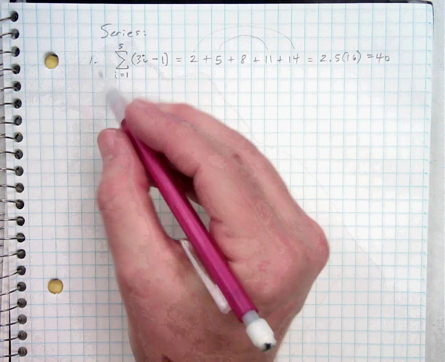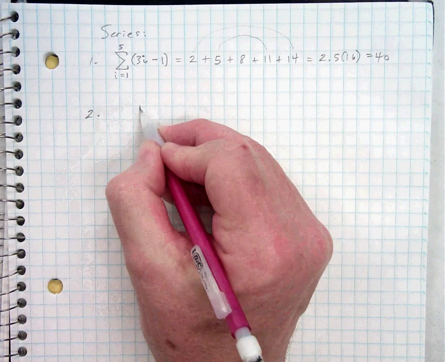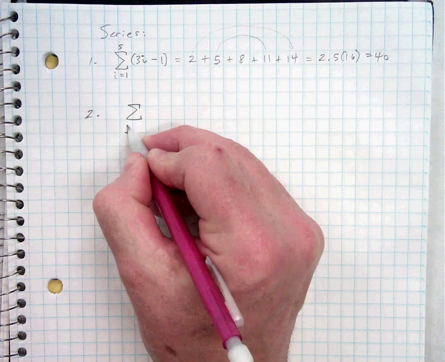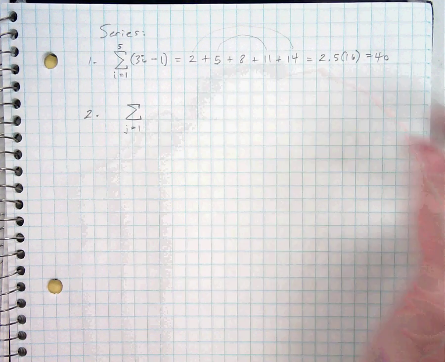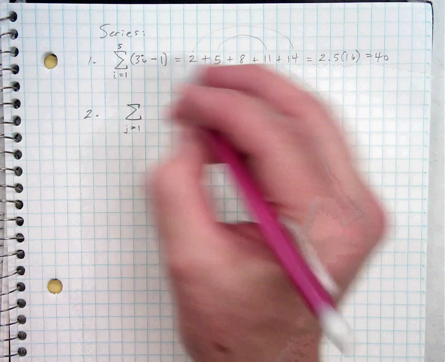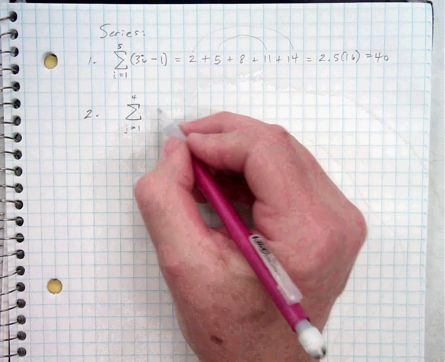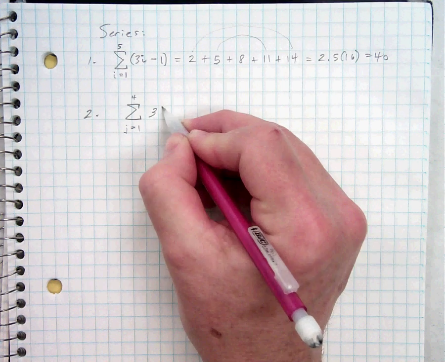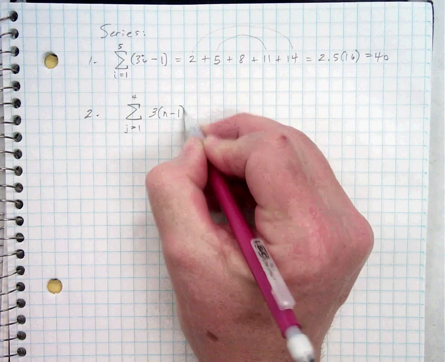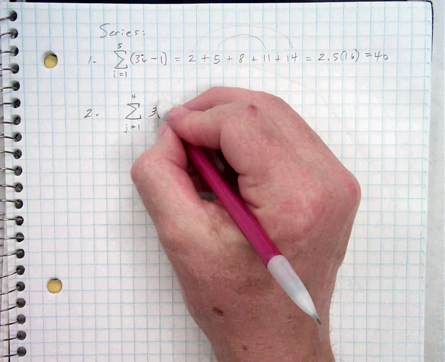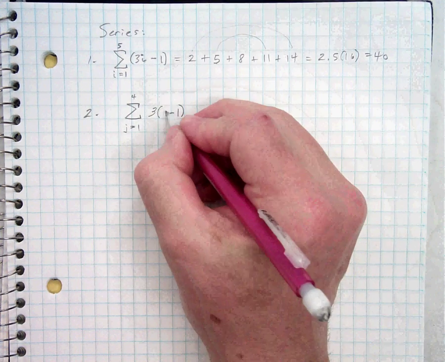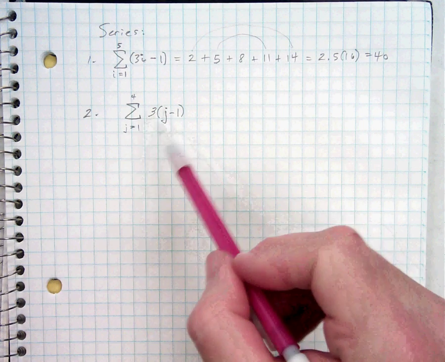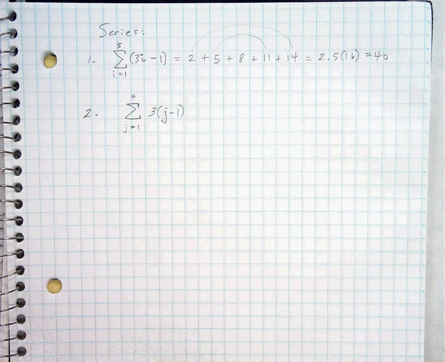All right, try one by yourself here. So here's another. So the sum, let's do a j, just to mix it up. So j equals 1, and we'll just go to 4, and the rule would be 3 times j minus 1. Okay, so j minus 1, because we're using the letter j. All right, so remember, you find the numbers and then you add them up. Go ahead and give it a shot.